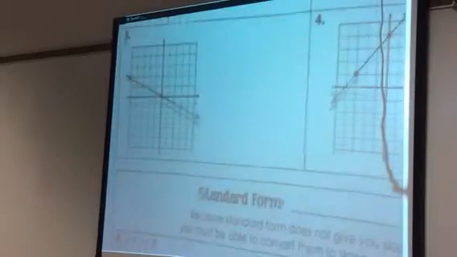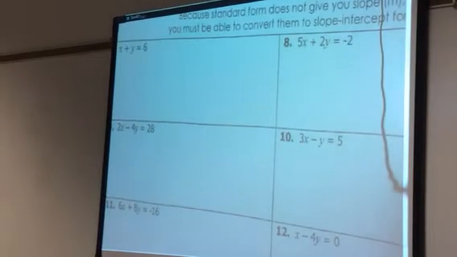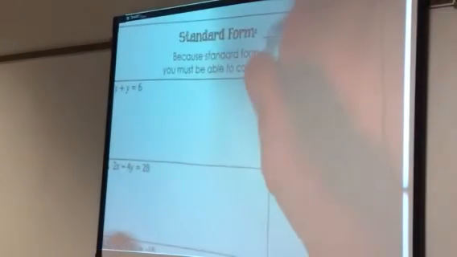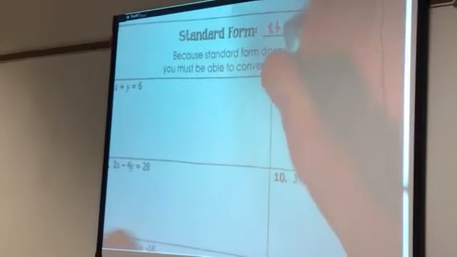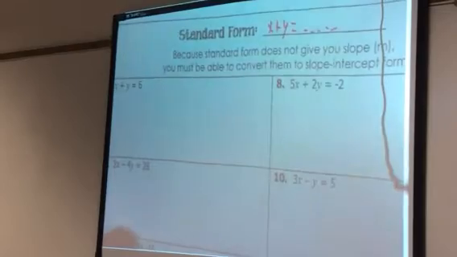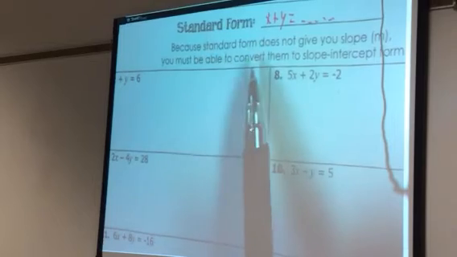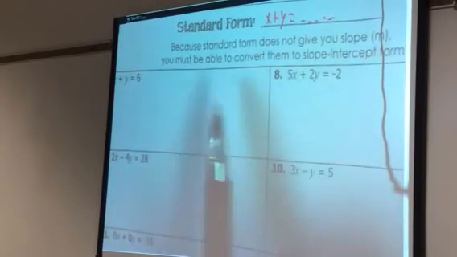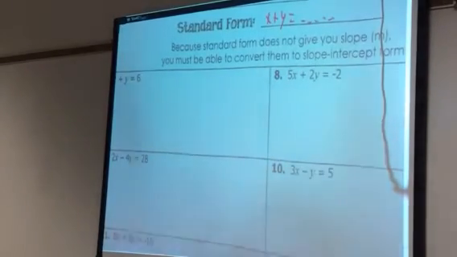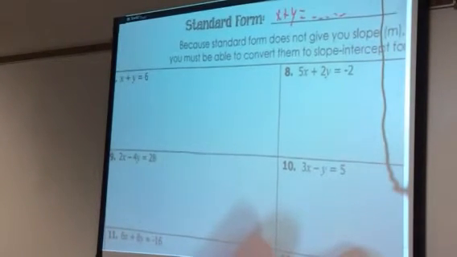Now, if I go down to 7, 8, 9, 10, 11, and 12, first of all, it has a blank for standard form. We're not ever going to use this. But that's x plus y equals whatever. We're never using that because of this sentence below here. It says, because standard form does not give you the slope m, you must be able to convert it to slope-intercept form. All that means is you solve for y.